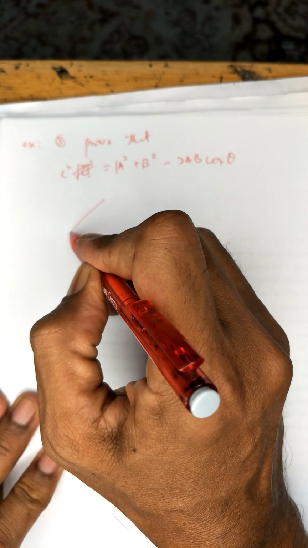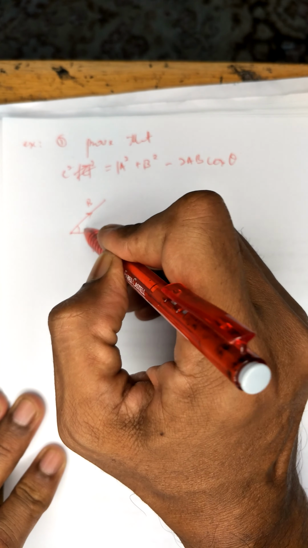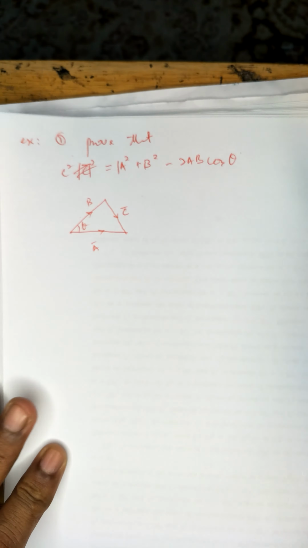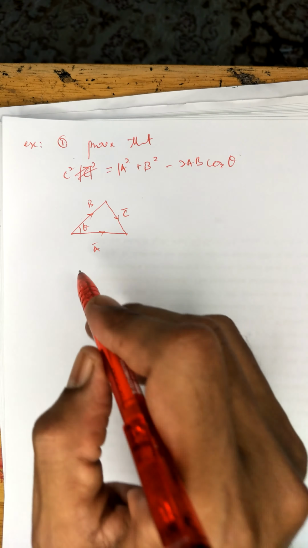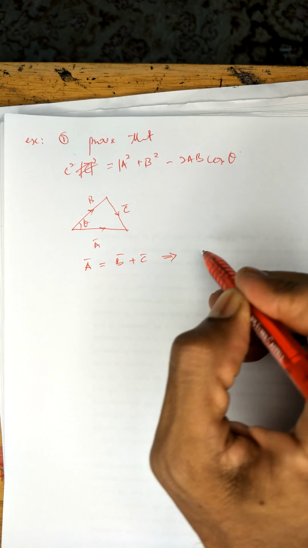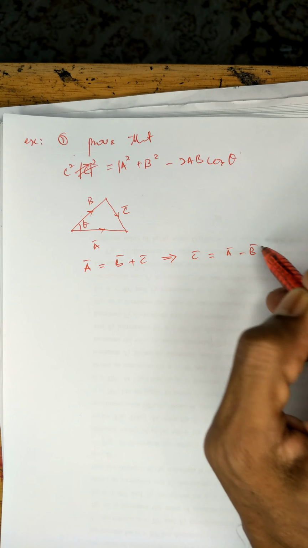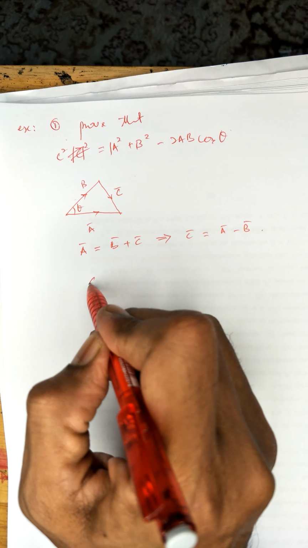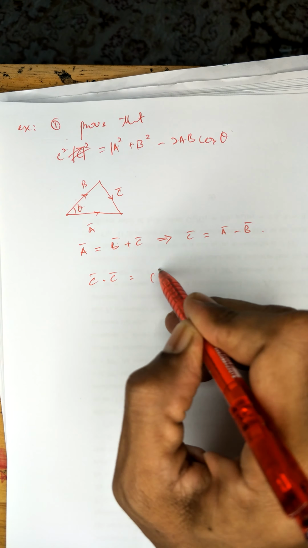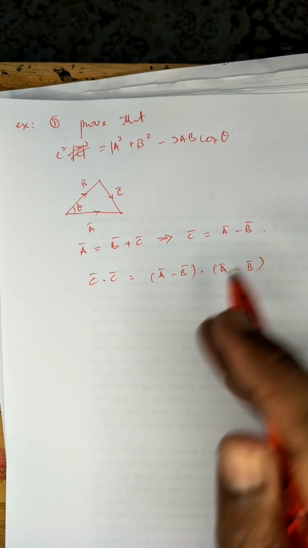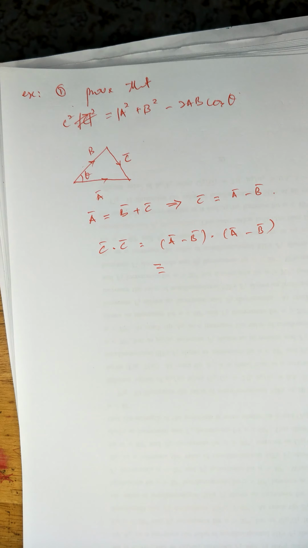So in order to prove this, you consider these vectors A and B. This is, let's say, angle theta, then this is your vector C. From there of course you can have A is equal to B plus C, so you can find C is equal to A minus B. Then the dot product of C and C is equal to A minus B dot A minus B, and then you can solve this. I leave those things to you, you continue with that.